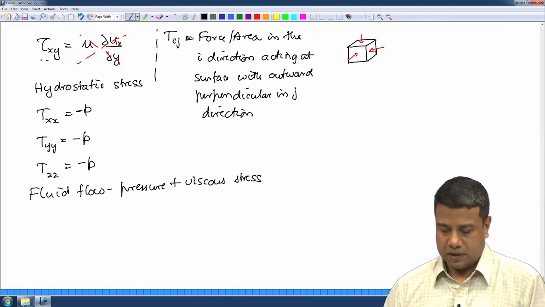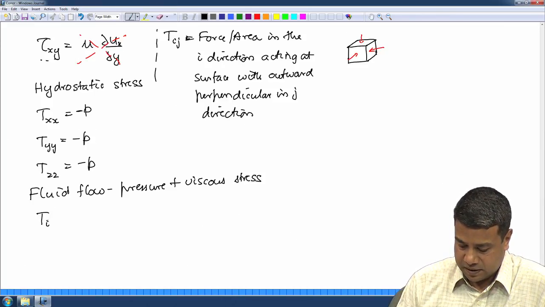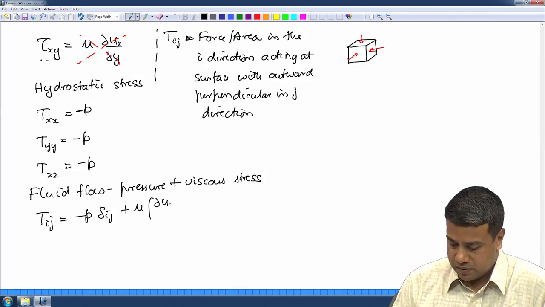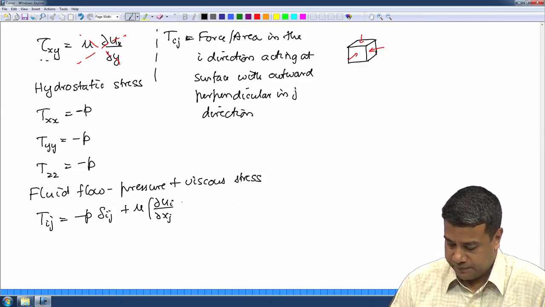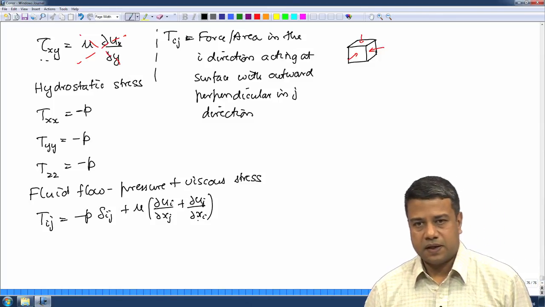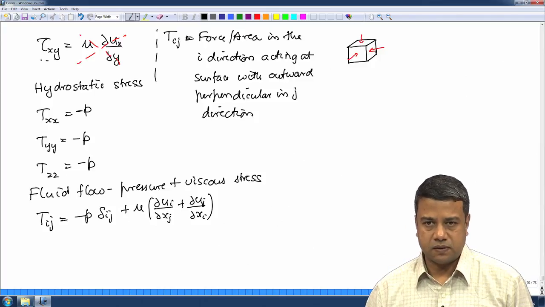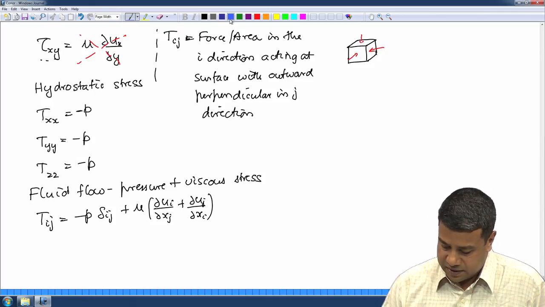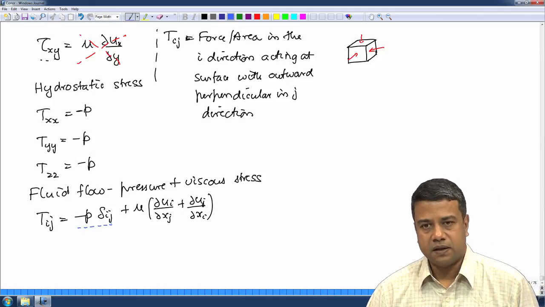And for a Newtonian fluid, the expression for the stress is Tij is equal to minus P delta ij plus mu into partial ui by partial xj, where i and j could be x, y or z. This first term here is the hydrostatic term. You recall the delta ij is 1 if i is equal to j and it is 0 if i is not equal to j.